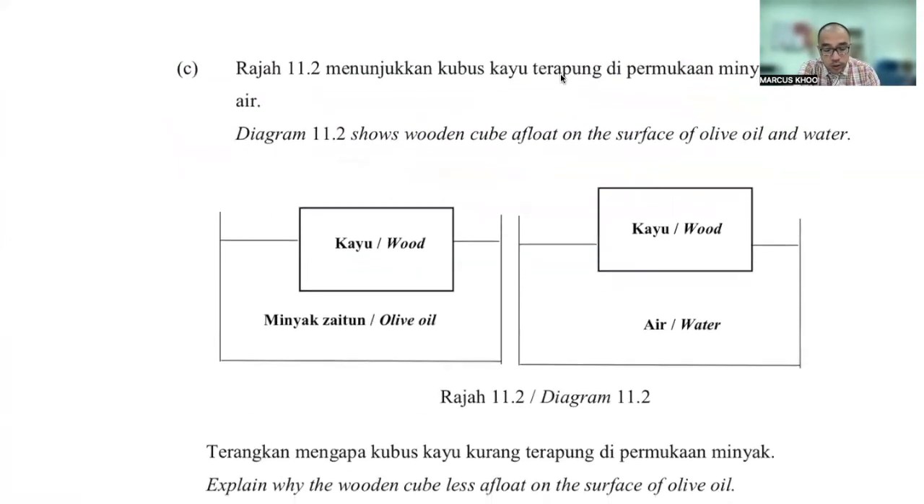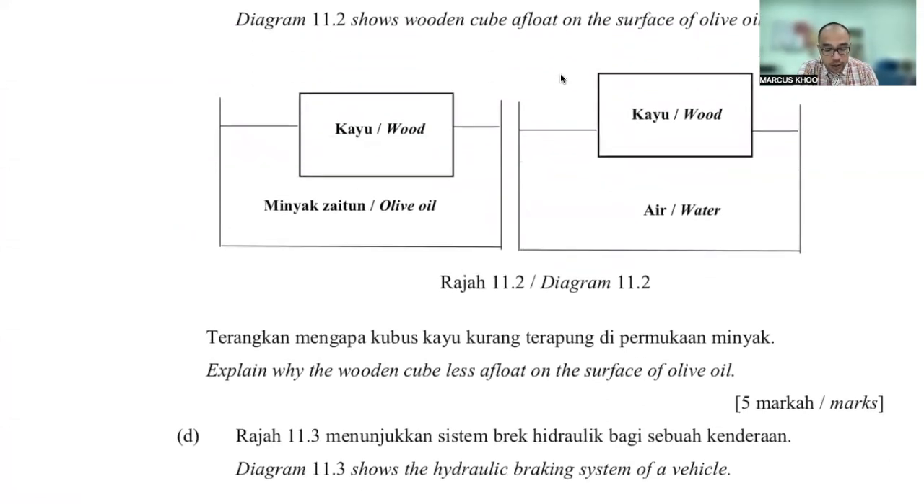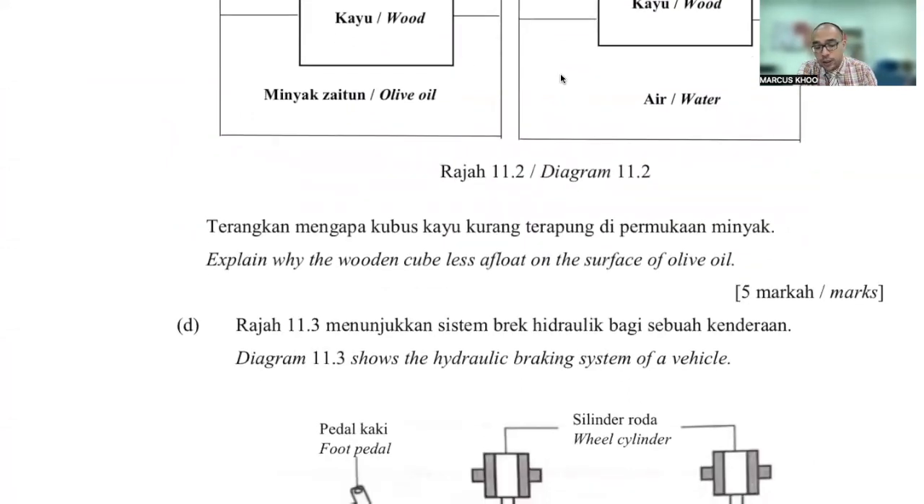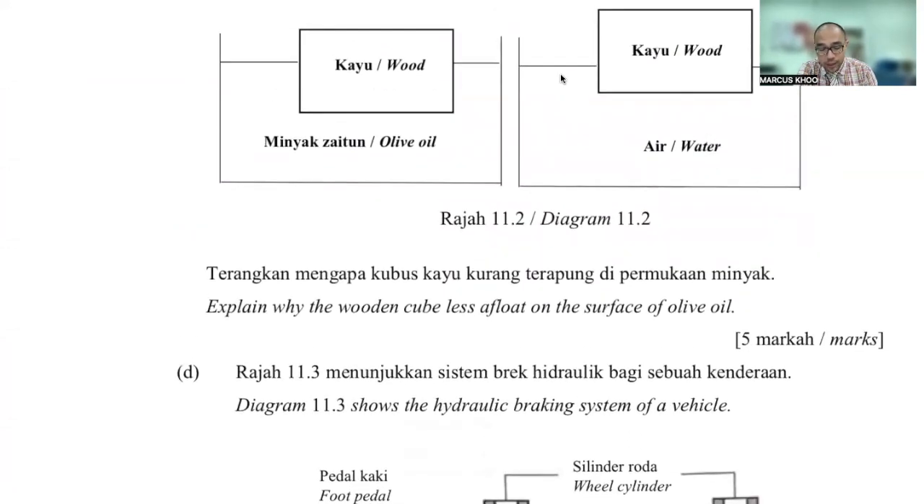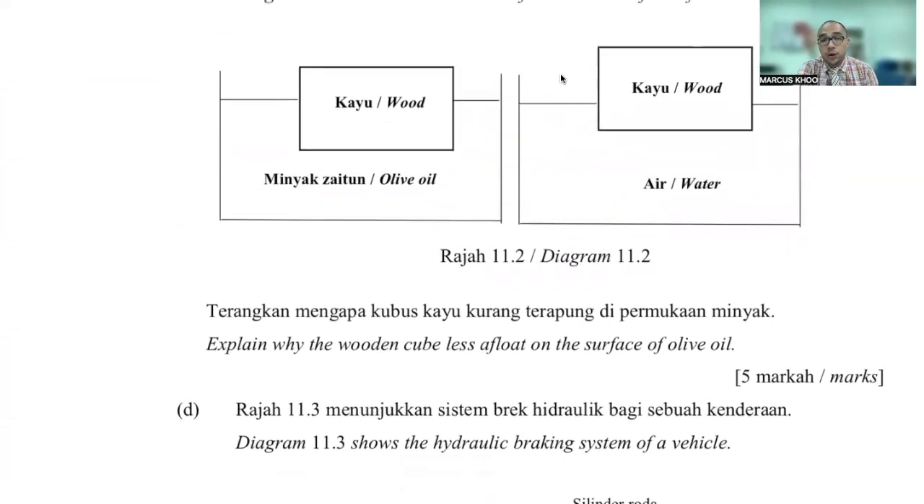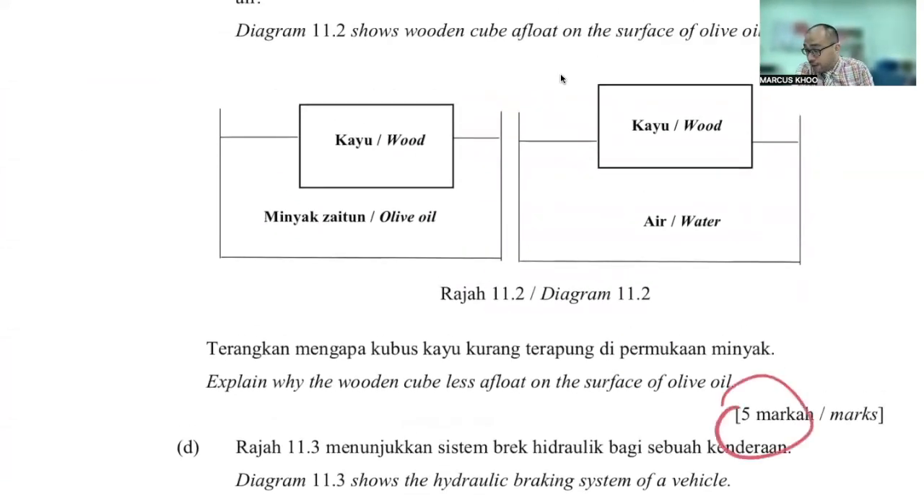Diagram 11.2 shows a wooden cube afloat on the surface of olive oil and water. Look at the difference. Explain why the wooden cube is less afloat on the surface of the olive oil. This is a 5-mark question.